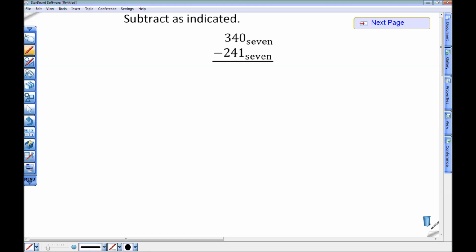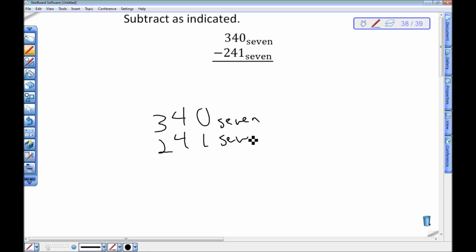Here I have 340 base 7 minus 241 base 7. I'm actually going to copy this down because I need to borrow a bit, and I want to give myself the space to do it. So I see that I need to borrow in the ones place, but in doing so, I'm going to need to borrow some more. I am a big believer in just borrowing what you need to do to get started and then continuing. So I'm going to borrow a 3 here. That's going to make this 7 more. 7 minus 1 is 6.